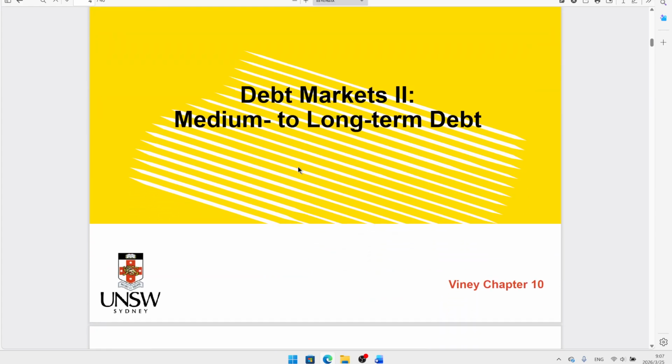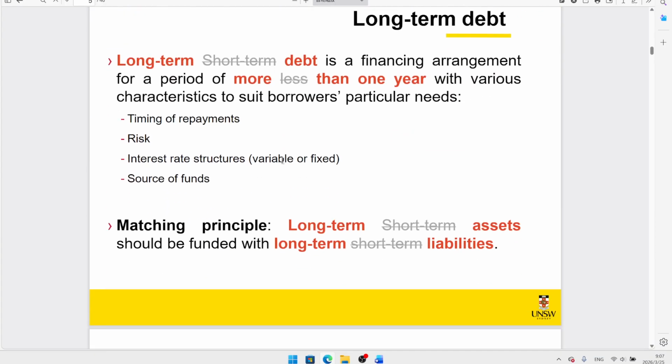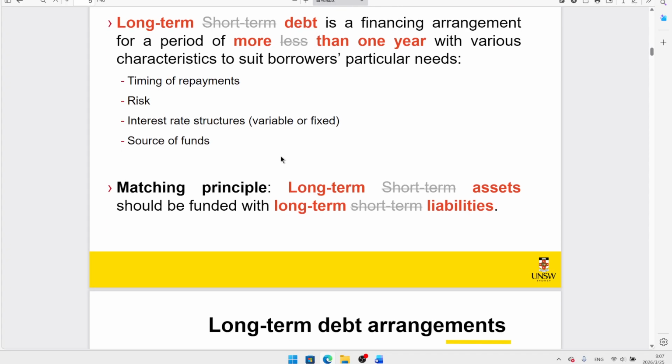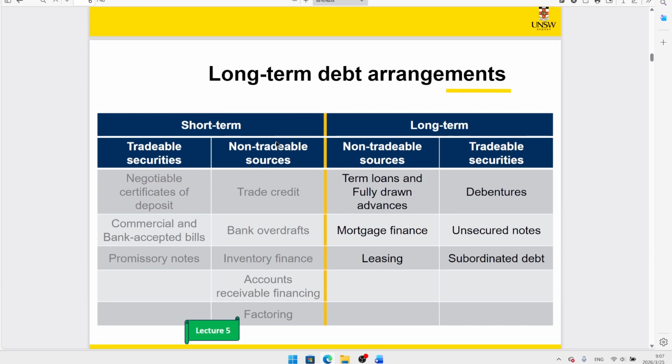Now we would like to introduce mid to long-term debt. Long-term debt is a financial arrangement for a period of more than 1 year with various characteristics to suit the borrower's particular needs. The matching principle is that long-term assets should be funded with long-term liabilities.